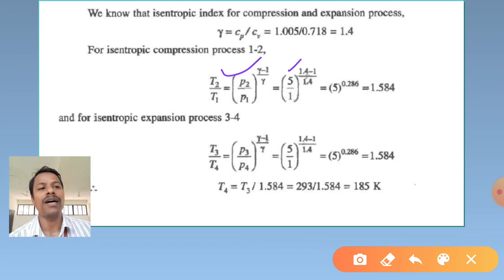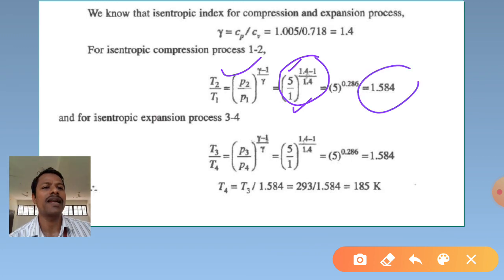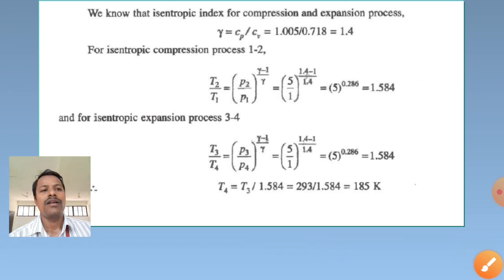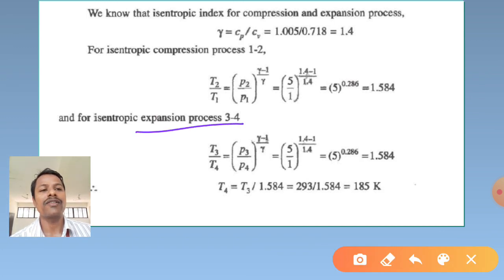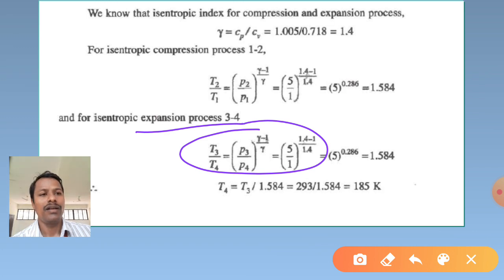So, P2 is 5 bar in the problem statement, P1 is 1 bar. Gamma is 1.4. After substituting all the values, I will get T2 upon T1 as 1.584. Now, why did we calculate this? I want the value of T4 temperature. For calculation of T4 temperature, again I will apply the isentropic law, that is T3 upon T4 is equal to P3 upon P4 bracket raised to the power gamma minus 1 divided by gamma.